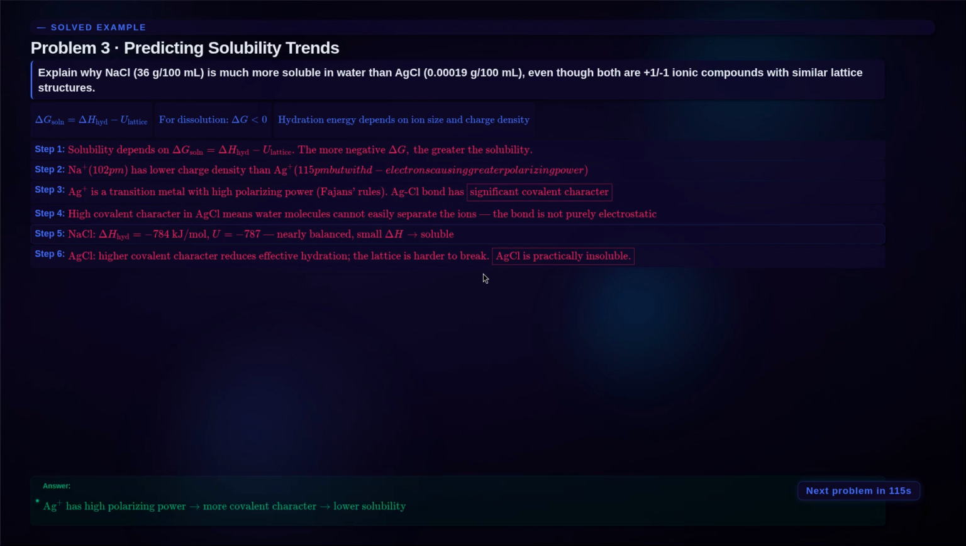Problem 3. Explain why boron has a lower first ionization energy than beryllium, even though boron has a higher nuclear charge. Step 1. Compare the electron configurations. Beryllium is He 2s2. Boron is He 2s2, 2p1.